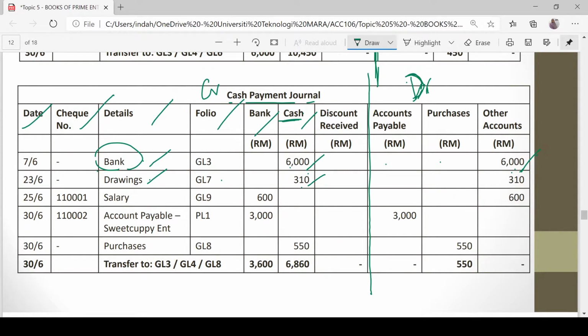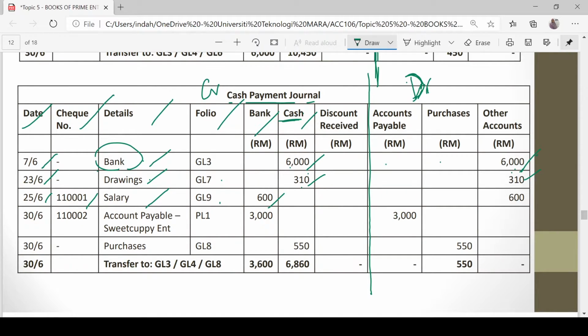Do we pay our account payable? No. Is it because of purchase? No. Because of other account, which is drawing. Next is salary. So the date, of course, and the check number. Because of salary, we issue a check of 600 ringgit. So for salary I assign GL9.